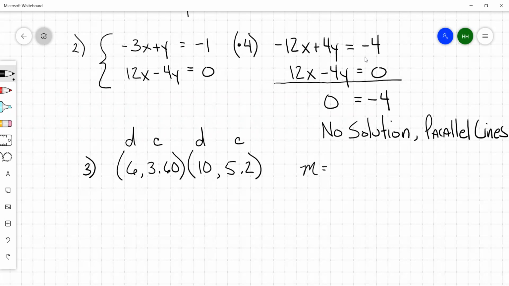The slope, because we're looking to write an equation, is going to be 5.2 minus 3.6, divided by 10 minus 6. So we get 1.6 over 4. And 1.6 divided by 4 equals 0.4.